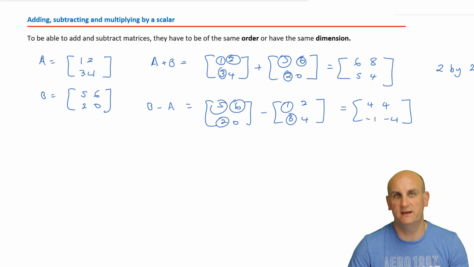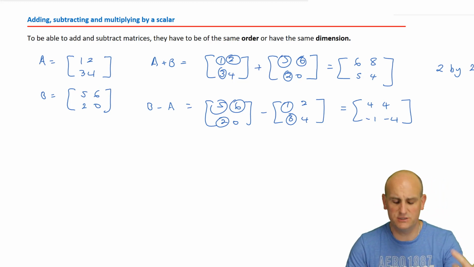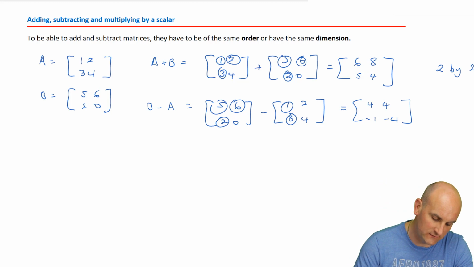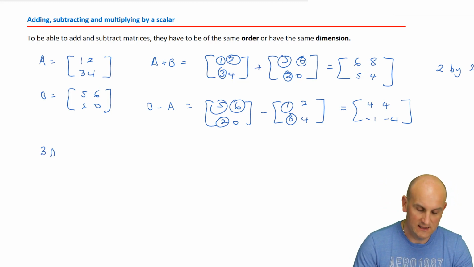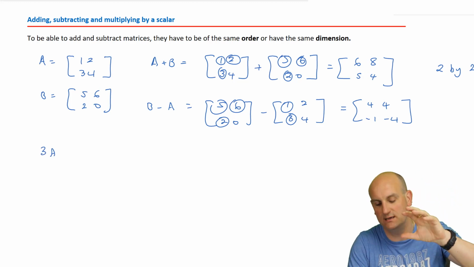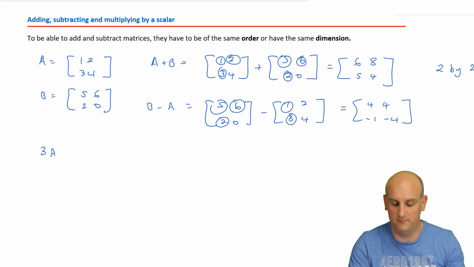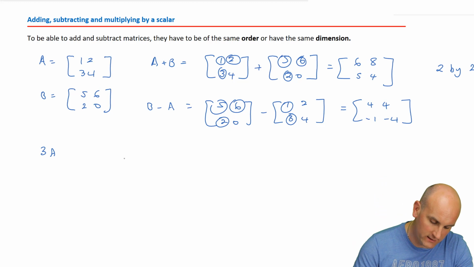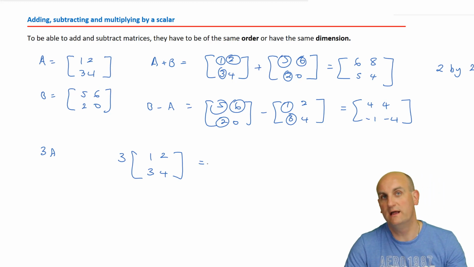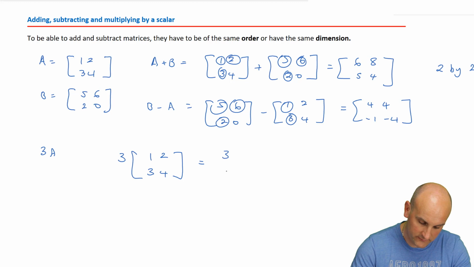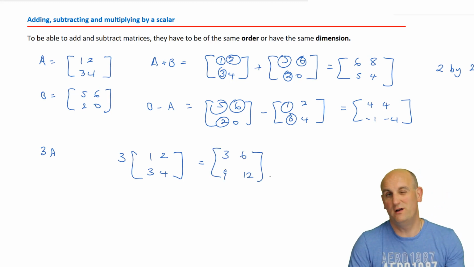Now, multiplying by a scalar. A scalar is just one number, and the way we can do that is think of something like 3A. That's basically taking matrix A and multiplying it by 3. But what does it mean? Well, if I have 3 lots of 1, 2, 3, and 4, what it's actually asking me to do is multiply every single item inside that matrix by 3. So I get 3, 6, 9, and 12. Really not very much else I can do.